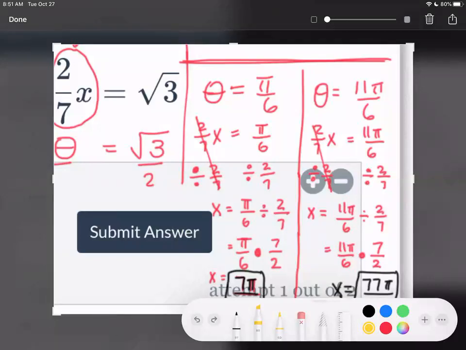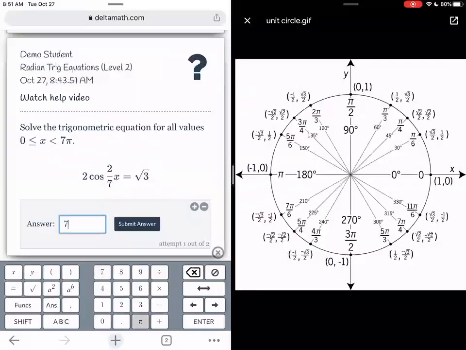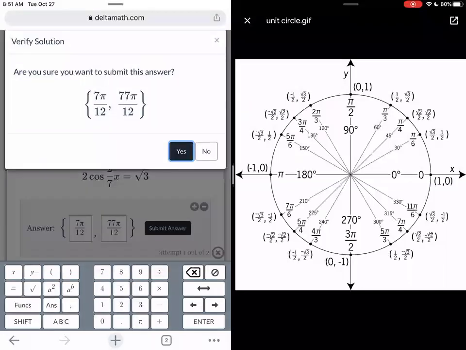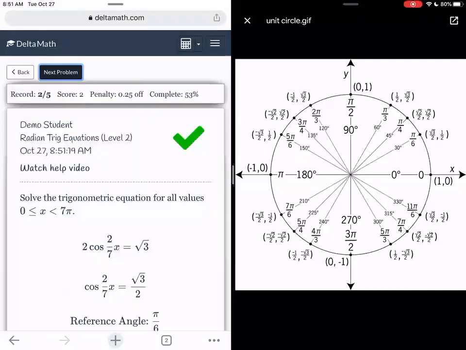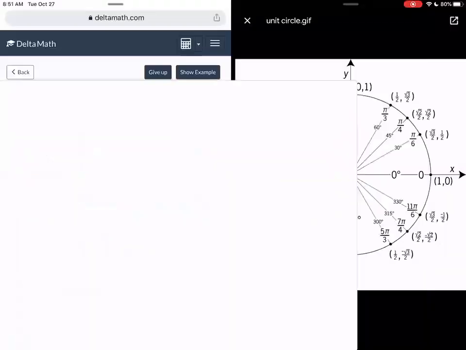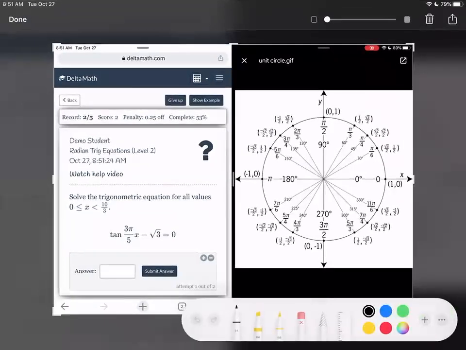All right, so 7 pi over 12, 77 pi over 12. Okay, cool. So let's do one more, and then that will be it for this section. Because I assume if you didn't need the other example, you're probably already working anyways, so it's totally fine that I do another one.